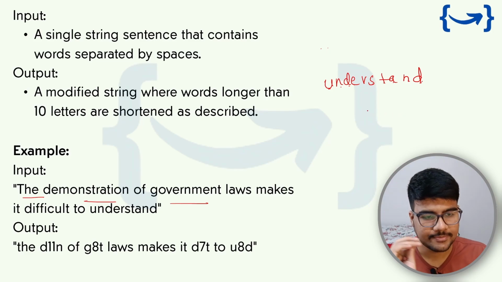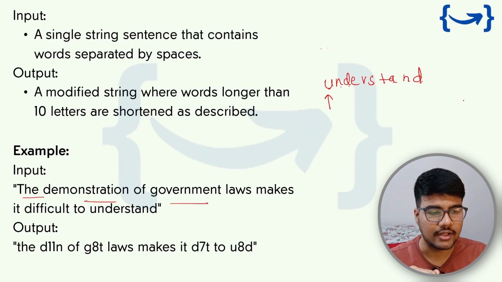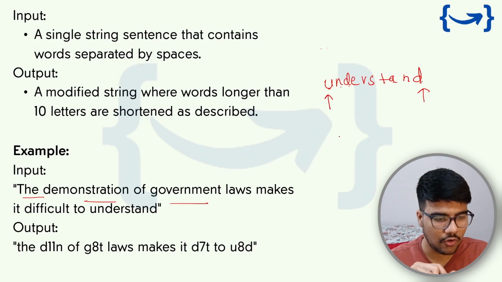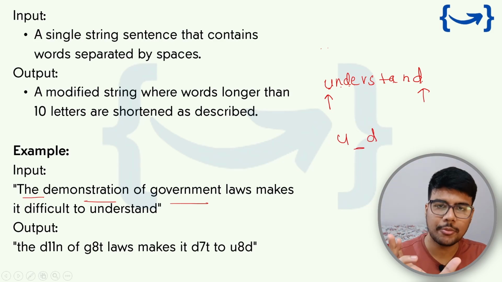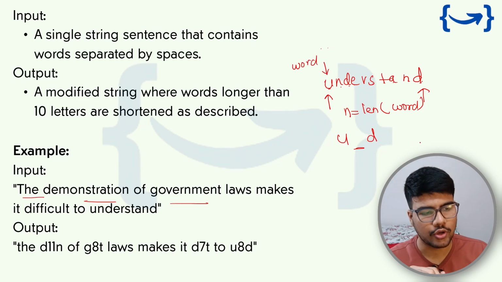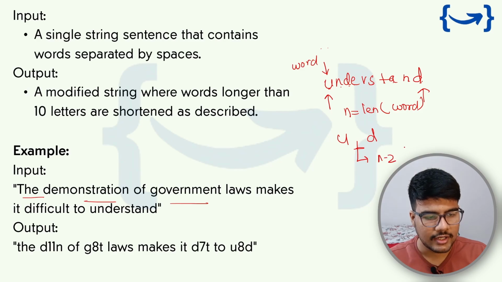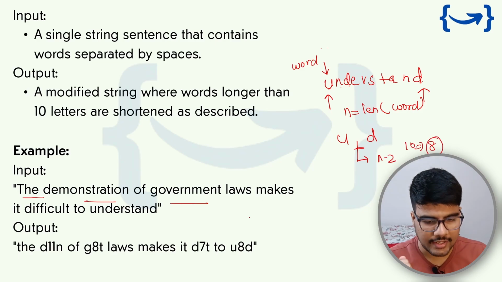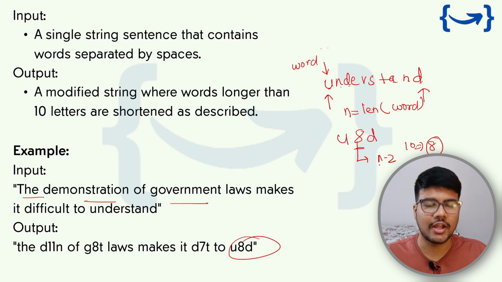So what I will do is create a function which will fetch the very first character and the very last character. So now we have U and D with us. Now in between I will just append the total number of characters left. So I will create an n which has the length of this word. Let's say this word is "understand". So the length of the word we have, and I will do n minus 2. Now 10 minus 2 is equivalent to 8, and you can see here U8D. So 8 would be appended here and we are done with our task.